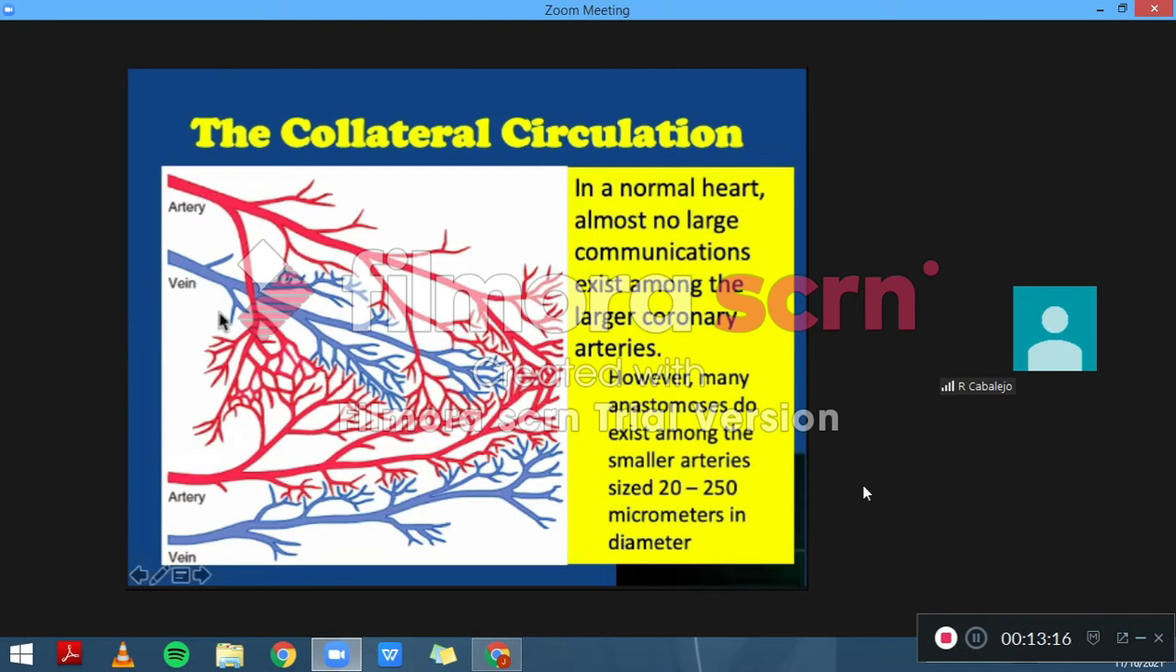However, many anastomoses do exist among the smaller arteries, 20 to 250 micrometers in diameter. So your collateral circulation usually develops as a compensatory response to increase coronary flow in patients with chronic but not totally occlusive obstructions or atherosclerotic plaques. So these are sort of compensatory mechanisms.